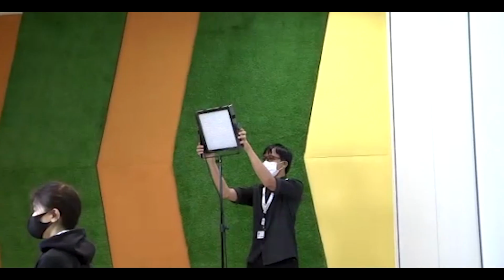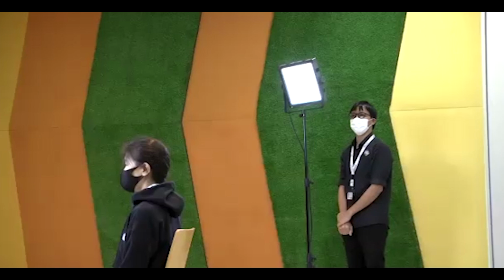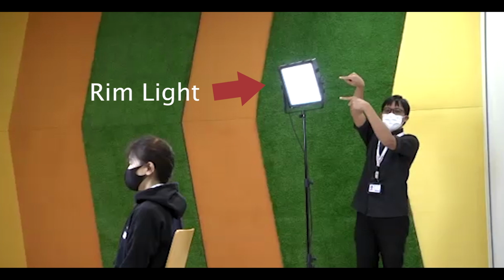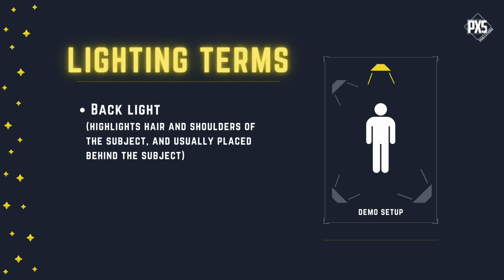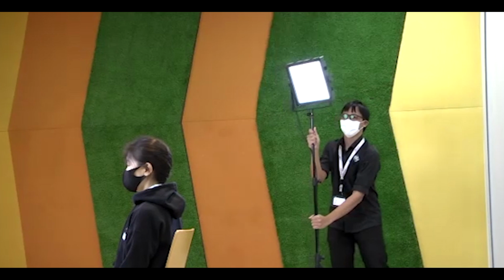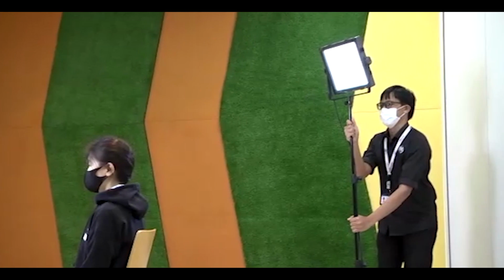So the rim light is a light source that highlights the shoulder and side of the subject's face, and it's usually placed at a 45-degree angle behind the subject. So where Hafiz is standing, that's our rim light. And then similar to the rim light is the backlight. For the backlight, we basically just need to move it slightly over to just behind the subject. It will highlight the hair and shoulders of the subject.